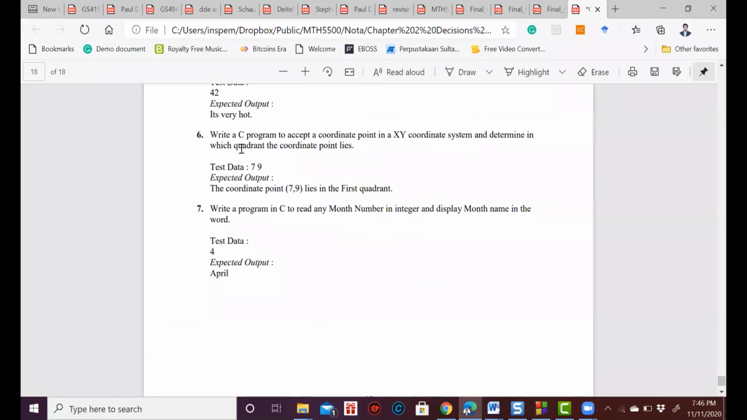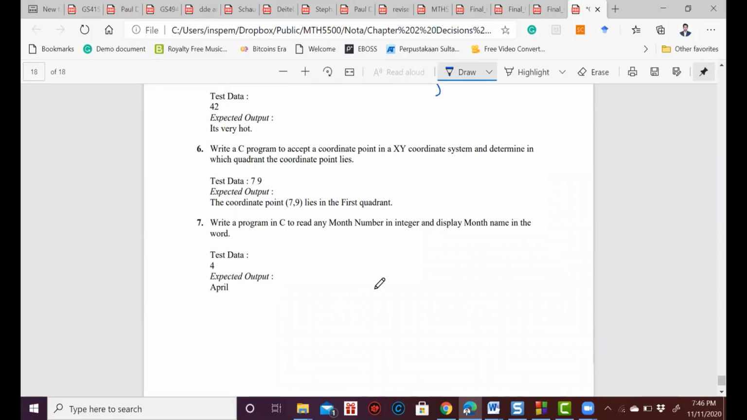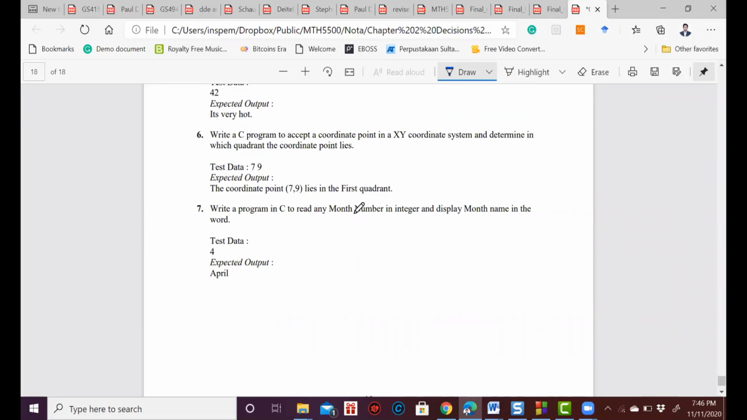Okay. Now write a C program, accept the coordinate point as input, and then determine which quadrant it lies in. Okay, you know conditional quadrants. I just want to put it as an algorithm maybe. So we have an XY coordinate, and determine whether the coordinate point lies in quadrant 1, quadrant 2, quadrant 3, or quadrant 4.